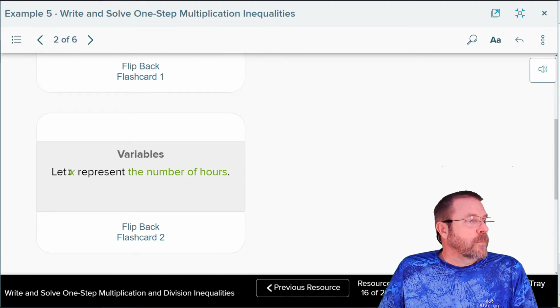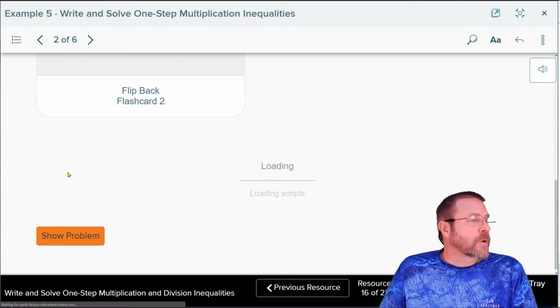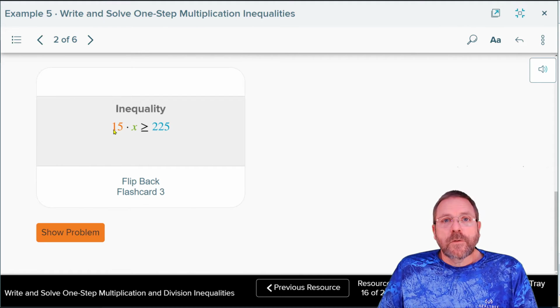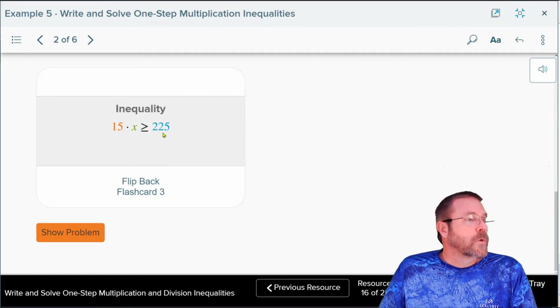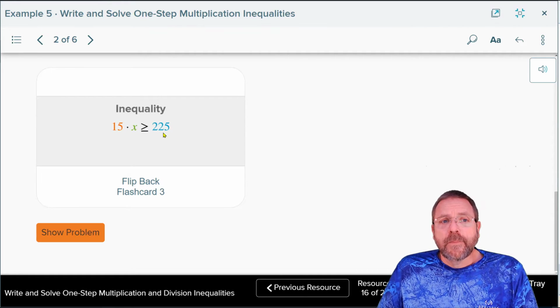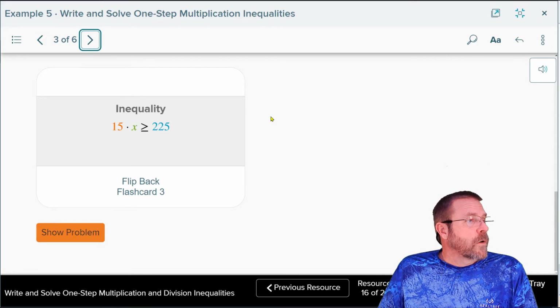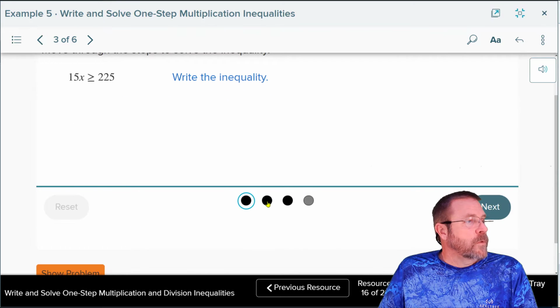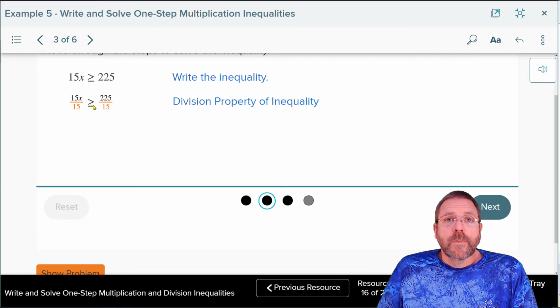If we were to take a variable, they let x equal the number of hours. I would have used h, just seems more appropriate. And then from here, we have the inequality that $15 an hour times x hours is greater than or equal to $225. That's how we lay it out. To solve it, all we have to do is isolate our variable, dividing both sides by the 15. 15 is a positive number, so we're not going to flip the sign. We only flip the sign when we multiply or divide both sides by a negative.